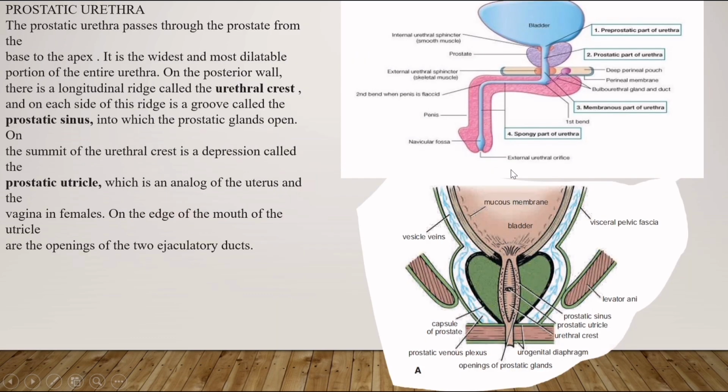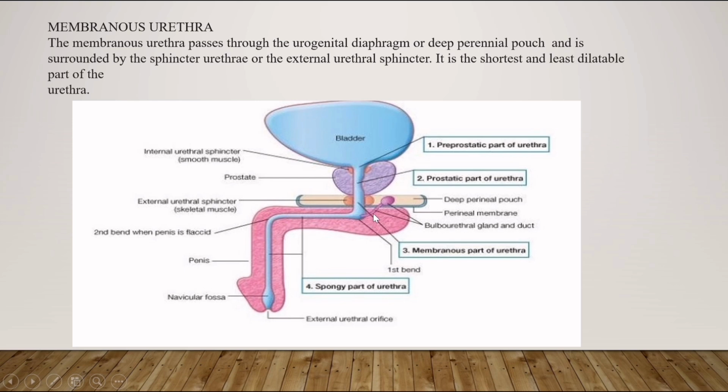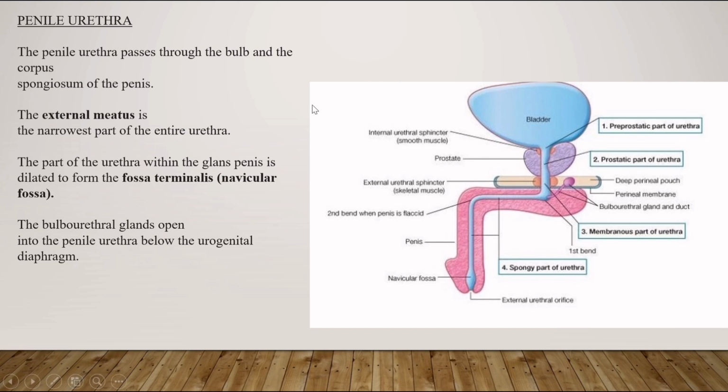So the prostatic part, we talked about it. That's where we find drainage of the ejaculatory duct, and also we find drainage of the prostatic glands. It is the widest and the most dilatable portion of the urethra. The membranous part is a continuation of the prostatic part. So the membranous part is found in the urogenital diaphragm. It's the shortest and the least dilatable. Then the last one, the penile part, is the longest.